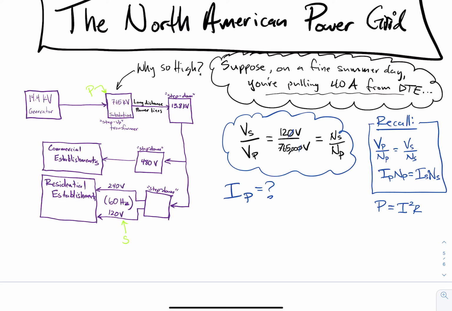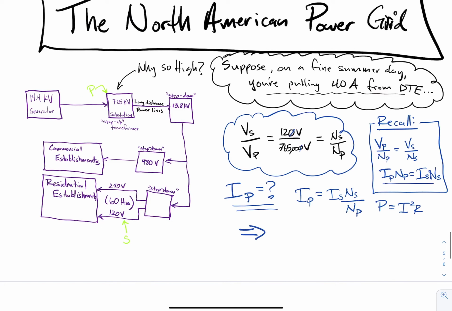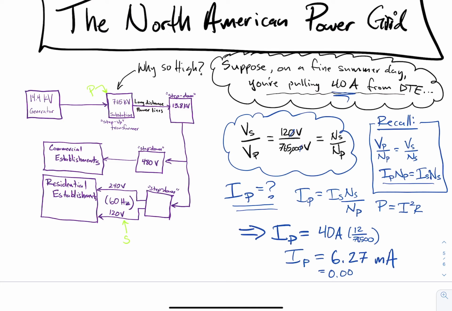Okay, so if we want to get IP, we could use this equation to solve for IP. It would just be IP equals IS NS over NP. But we know NS over NP, of course, is just this. So we can calculate IP. If we were given that IS is 40 amps, times the 120 over 765,000. And so IP is equal to, if you calculate this out, 6.27 milliamps. That's, of course, 0.00627 amps.